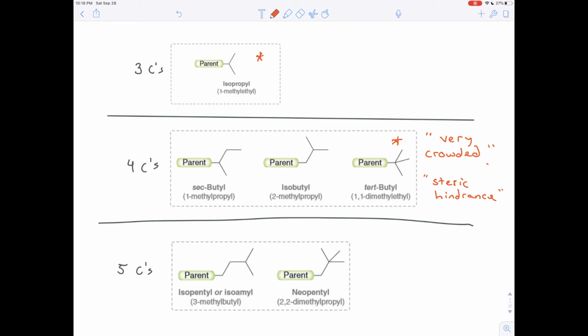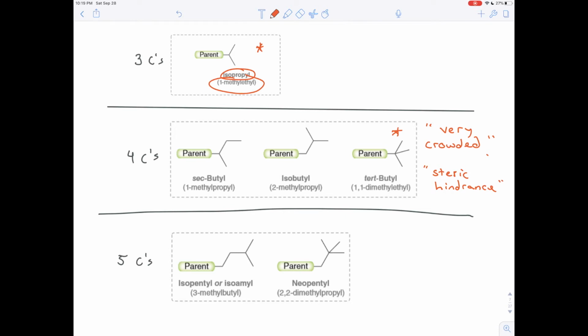So isopropyl and tert-butyl. One other thing is we're going to see that we're going to alphabetize these names in the future. When you alphabetize these names, you don't include sec or tert. Notice those are separated by those dashes. Those are not included in alphabetization. But iso, which doesn't have a dash, you would use the I in iso to alphabetize that. Okay, that's a note for the future.